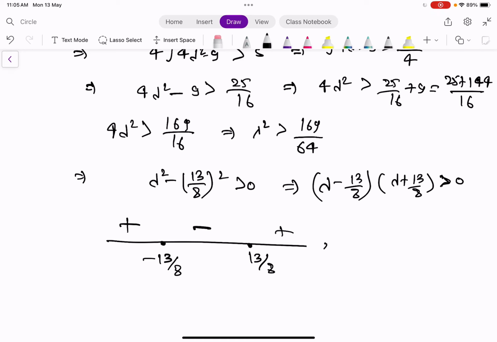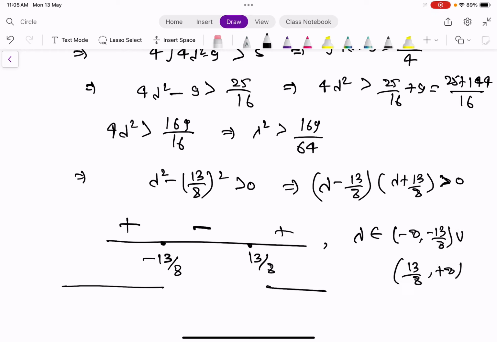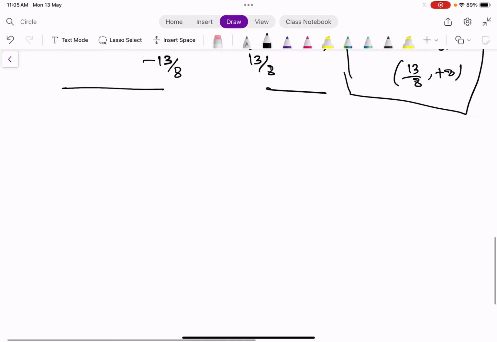So what is the value of lambda you are going to get now? Lambda belongs to this interval and this interval. So minus infinity to minus 13/8 open, union 13/8 to plus infinity. This is the value of lambda from the first case. Now what is the second case?